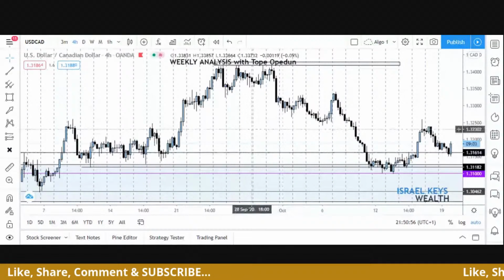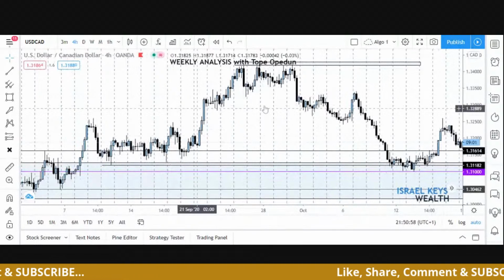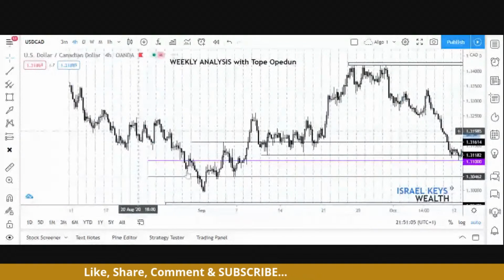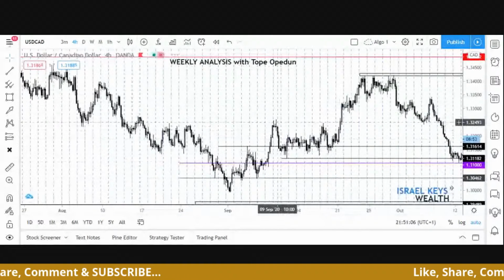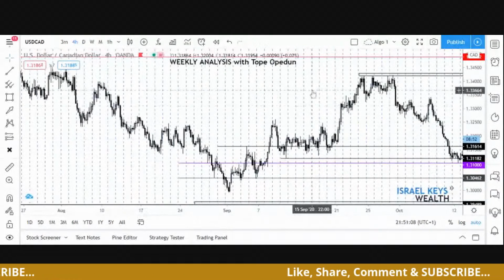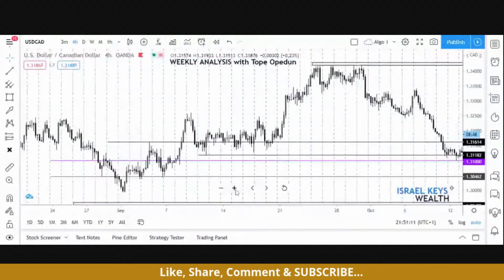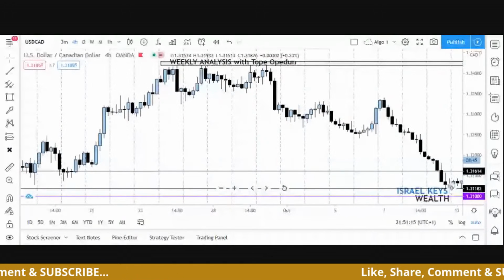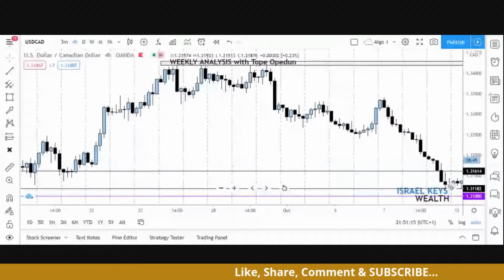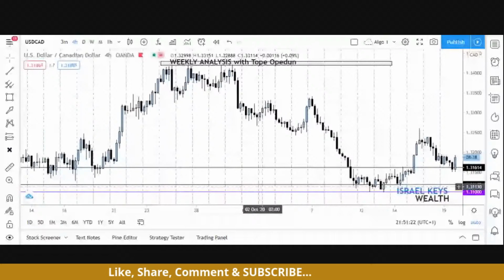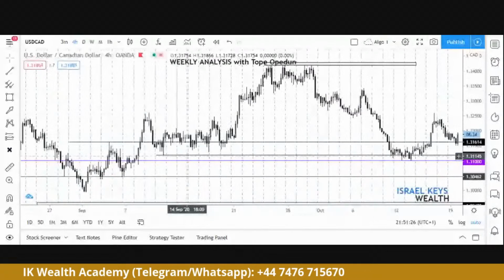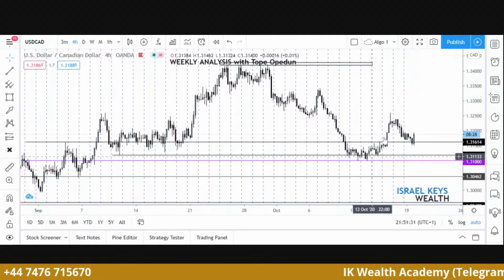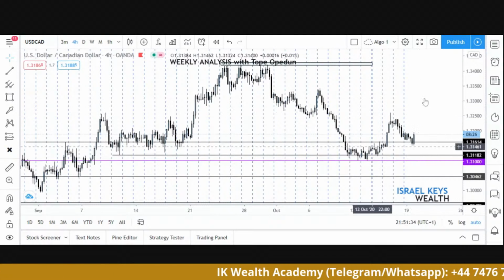Let me remove this order block. So that purple line was where I was expecting price to touch, and which price did nicely. And then these lows here, these are all double bottom, okay? Double, and price came and took them out exactly the way we planned it. And price is starting to climb up now, okay? Price started to climb up.